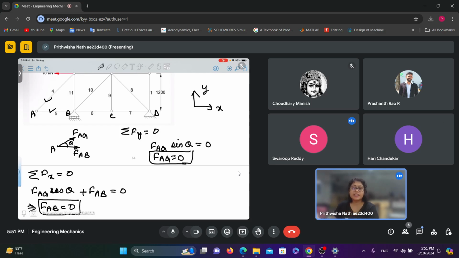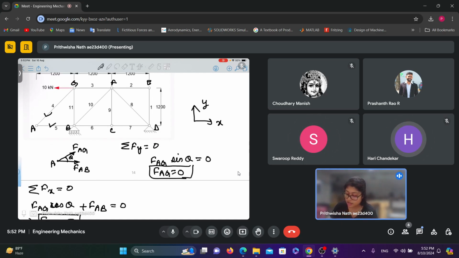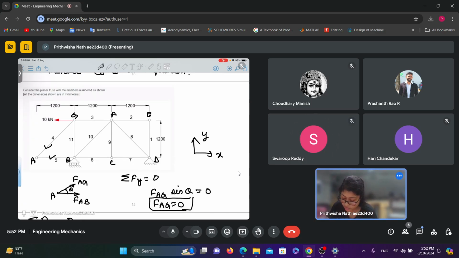Is this clear to everybody? Yes, ma'am. Now can you tell me, are there other members which are zero force members in this truss, just by looking at it? At joint E, ma'am. Yes, joint E. So which members? Members 1 and 2. So similarly I can say that members 1 and 2 are also zero force members.